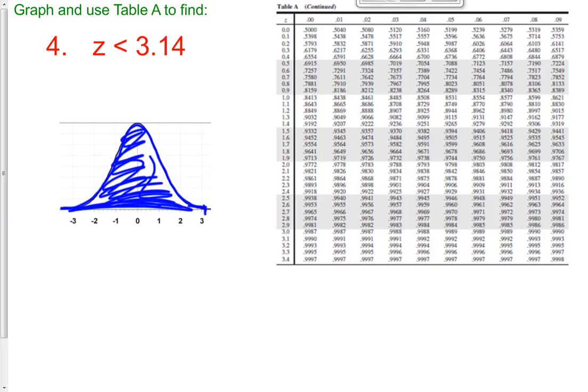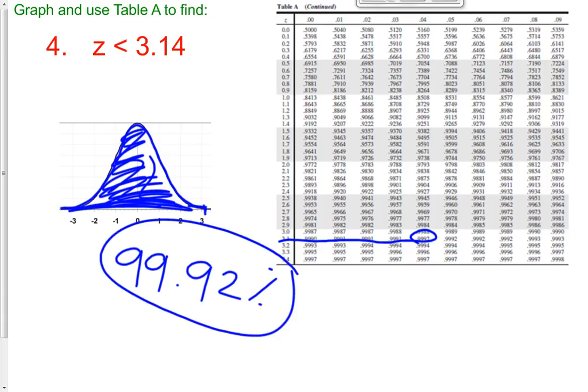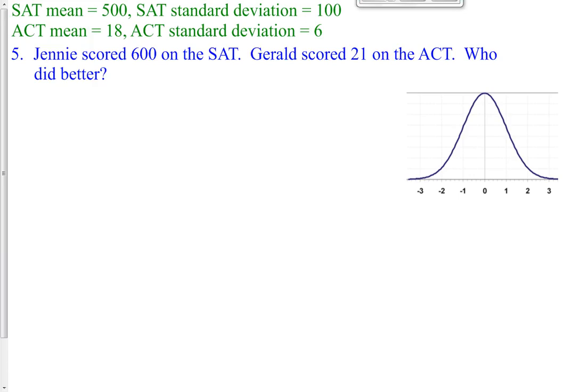So a 3.14, if we take a look at 3.14 is right there. 99.92% of the data lies below 3.14 standard deviations away from the mean. Almost 100% of the data, really close. So how can we use this?